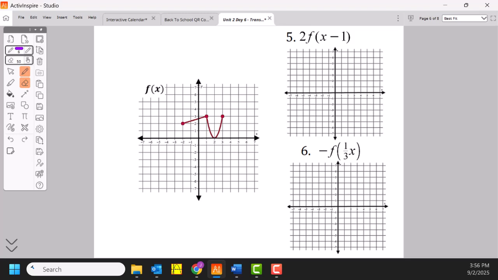Okay, for number 5, we have a 2 on the outside and an x minus 1 on the inside. And for number 6, we have a negative on the outside and a 1/3 x on the inside. So try these 2.